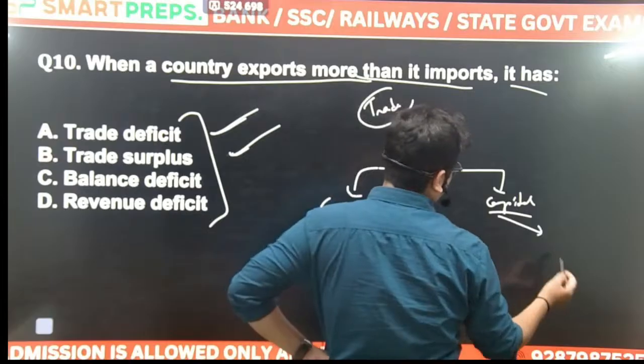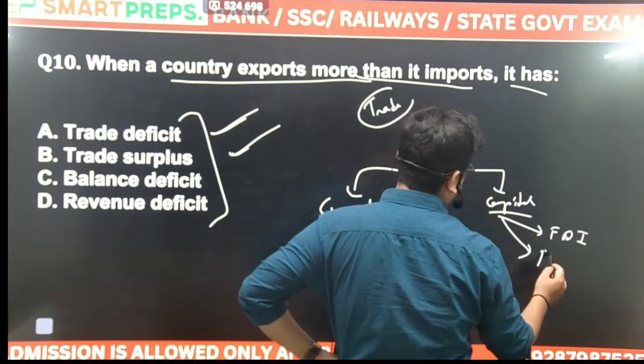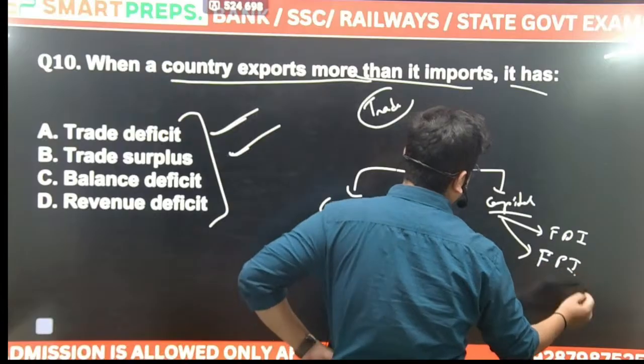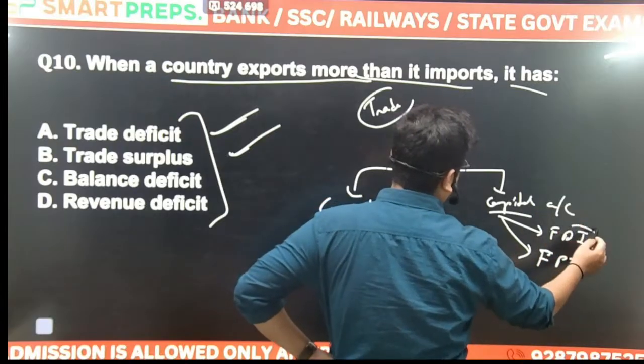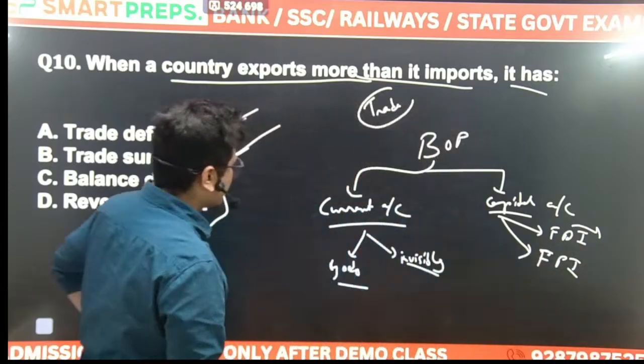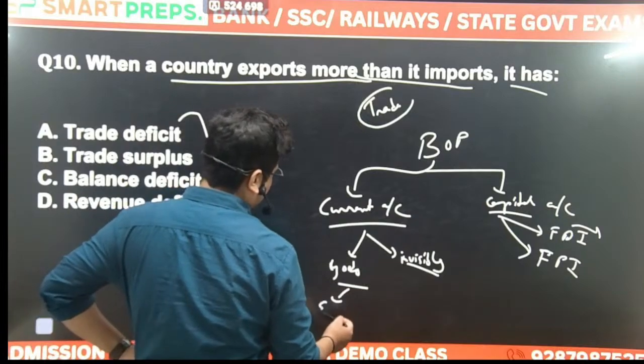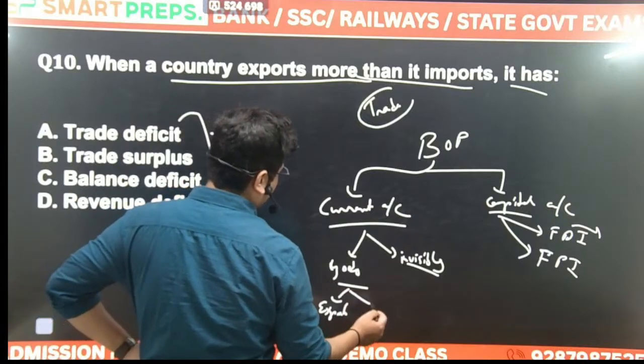कैपिटल अकाउंट में हमारे पास investment है: foreign direct investment और foreign portfolio investment. Direct investment more than 10%, portfolio investment less than 10%. Goods and invisibles. Goods are either exports or imports.